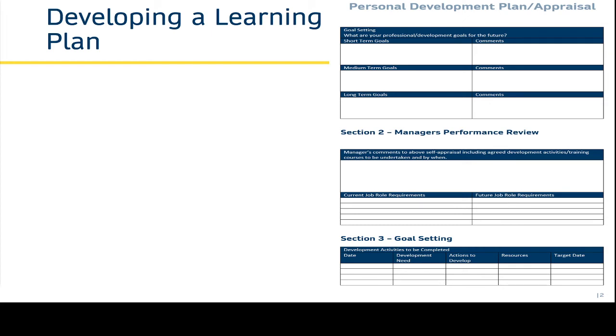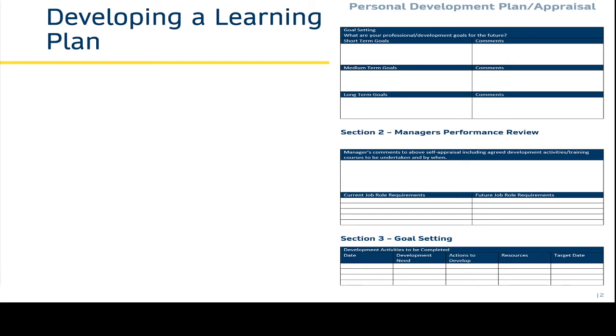You're planning out where the job's going to go. This is what I know already. So what activities will get me from where I am now to where I need to be in 6 to 12 months? And then goal setting is listing out development activities, and you do that by putting in a date that you've agreed, the development need, what it is you need to learn, and what actions you need to take to develop. Are you going on a course? Are you shadowing people? What is it you're actually going to do to learn?